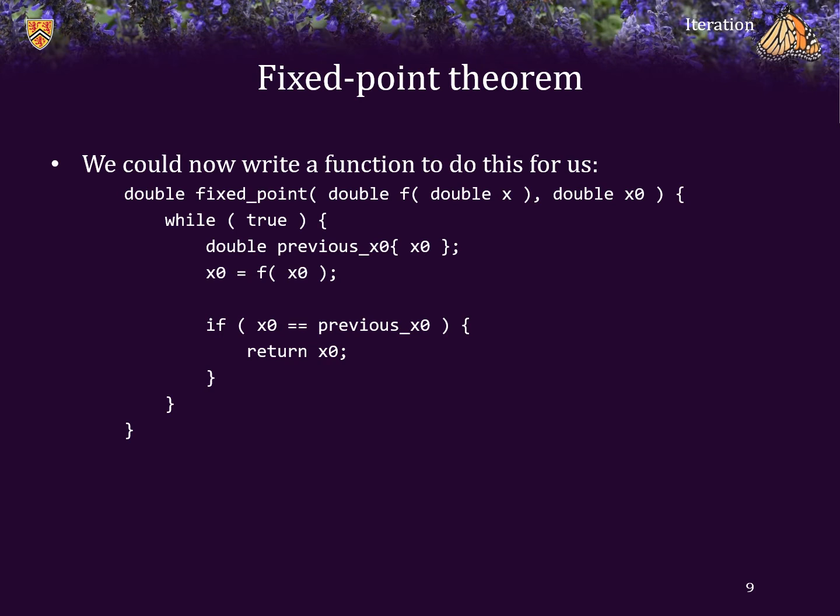Now, with fixed point iteration, we could have an arbitrary number of values that we calculate. However, we really only need the current value and the previous value. So what we're going to do is we're simply going to use the parameter x naught as our local variable. We will store the current value of x naught in the local variable previous x naught. We will then assign to x naught the iteration of x naught. So we'll calculate f at x naught and assign that result to x naught. We will then check if x naught is equal to the previous value of x naught, that means it hasn't changed. We will then assume that we have converged and return the value of x naught.